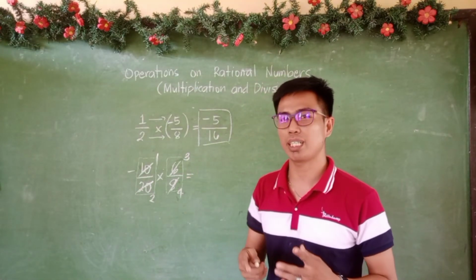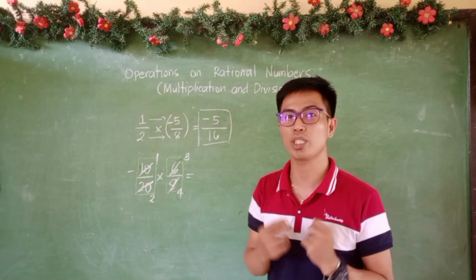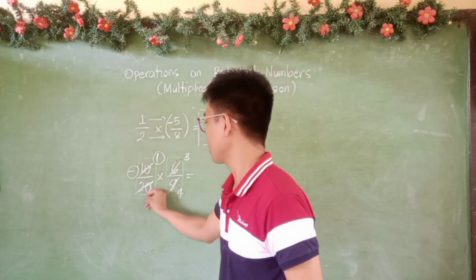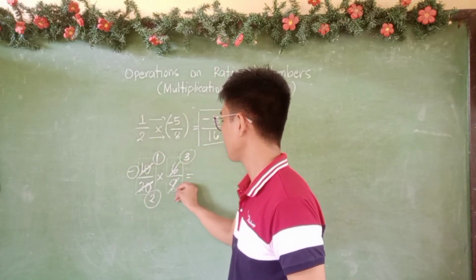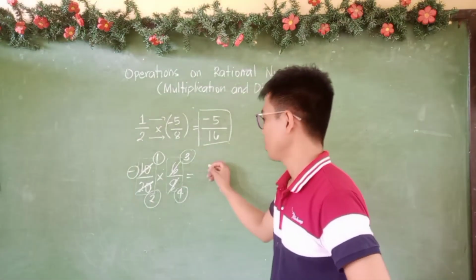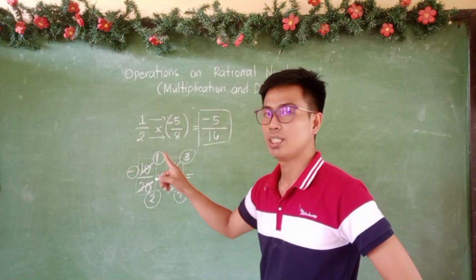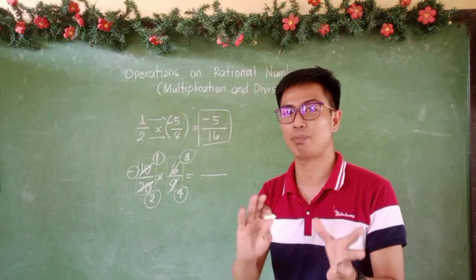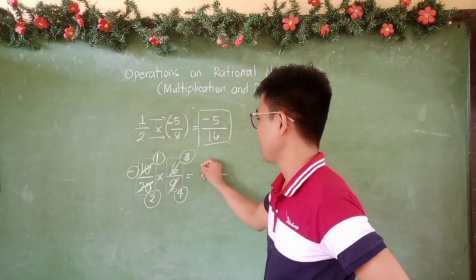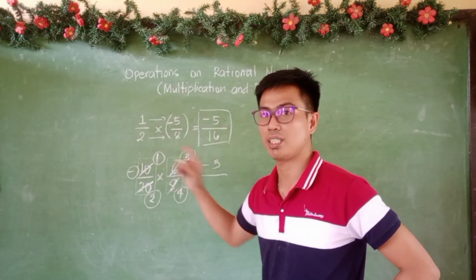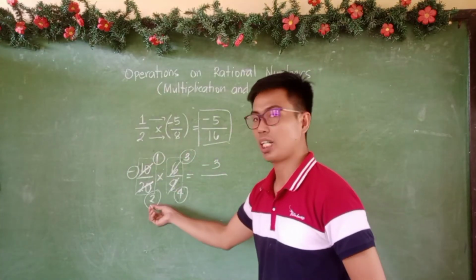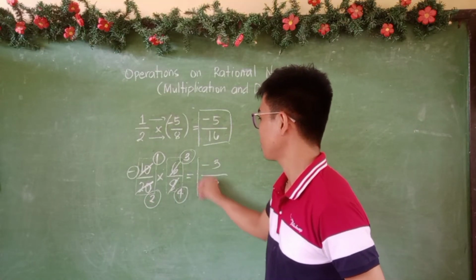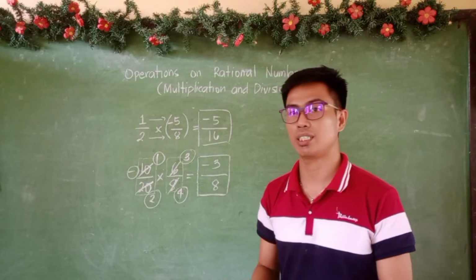And then, after natin ma-cancel out lahat ng mga pwede, we can now multiply. Ano yung mga natira? So, we have negative 1, and we also have 2, 3, and 4. So, multiplying, we have negative 1 times positive 3. So, rule natin kapag nag-multiply, since magkaiba sila, the result will be negative 3. Kasi 1 times 3 is 3. And then for the denominators, we have 2 times 4, that will be 8. So, the final answer is negative 3 over 8.